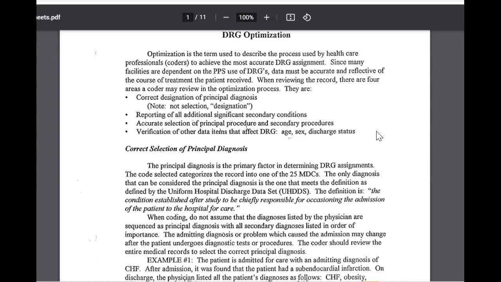So when reviewing the record, there are four areas that a coder may review for the optimization process. We're looking at the correct designation of the principal diagnosis. We want to report all additional significant secondary conditions. The principal procedure needs to be accurate, then secondary procedures, and then other things: age, sex, and discharge disposition, where did they go?